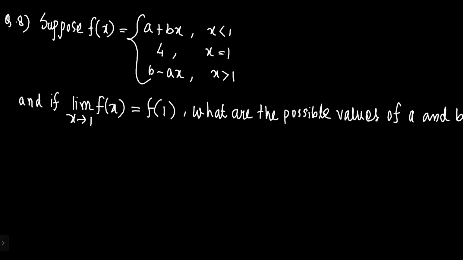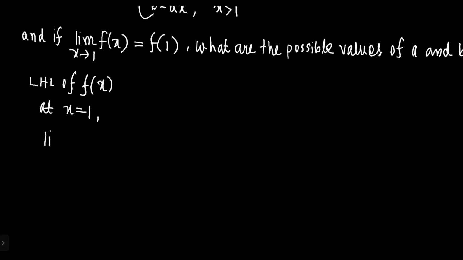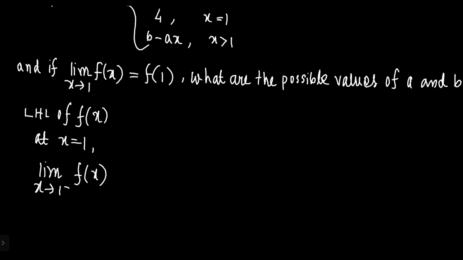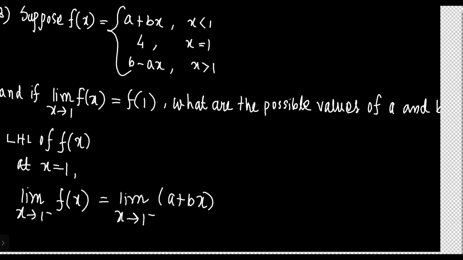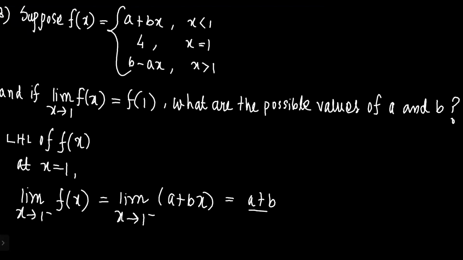So here, if you take the LHL first of f(x) at x equal to 1, it is the limit as x tends to 1 minus of f(x). Now when x is less than 1, 1 minus means less than 1. So when it is less than 1, what value will we take? This one, that is a plus bx. So it is the limit as x tends to 1 minus of a plus bx. Now we write the limiting value, that will give us a plus b only.